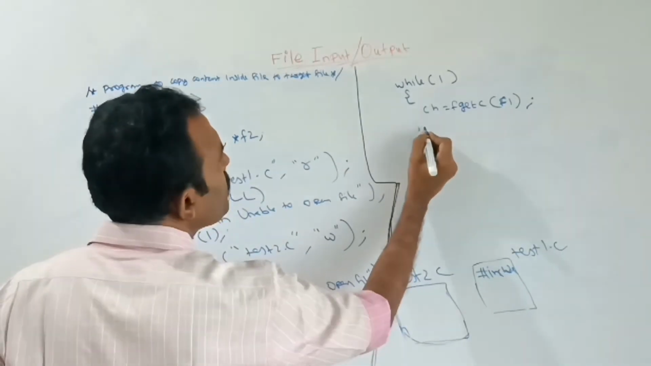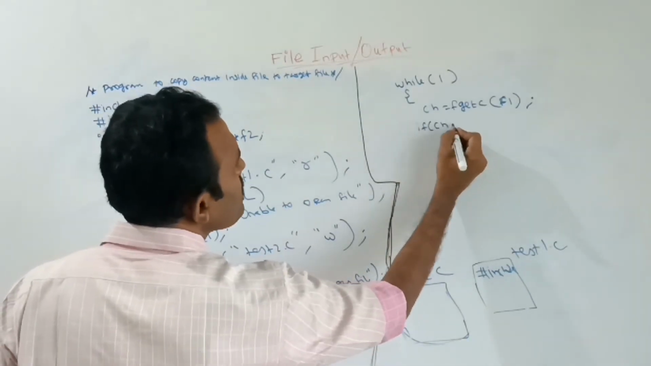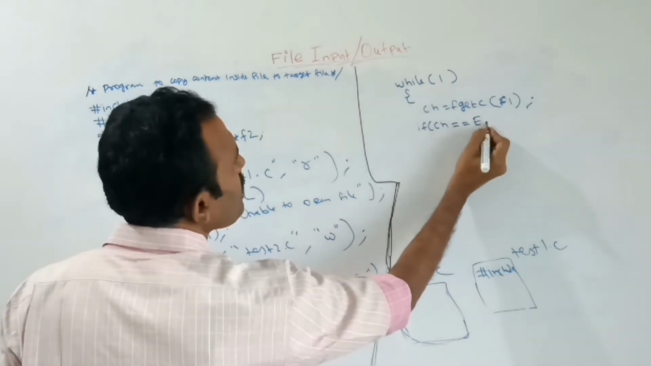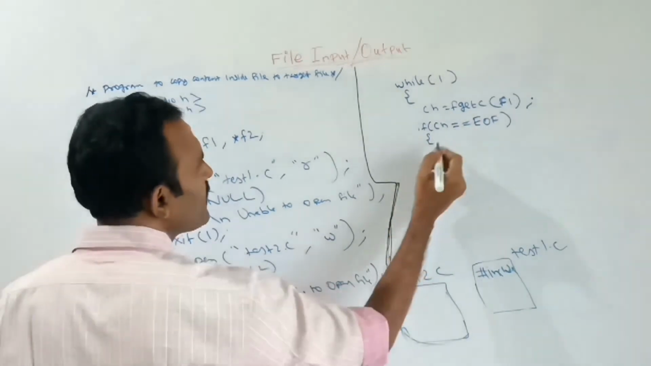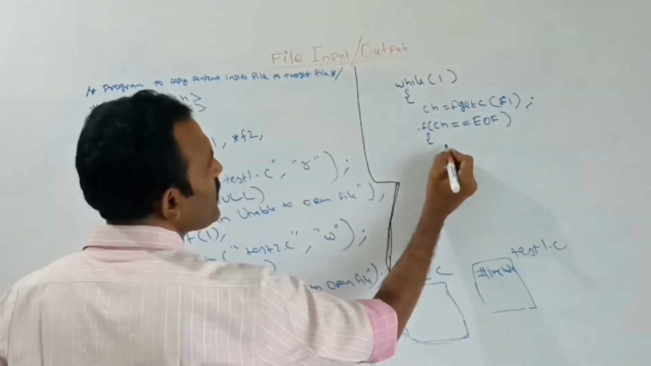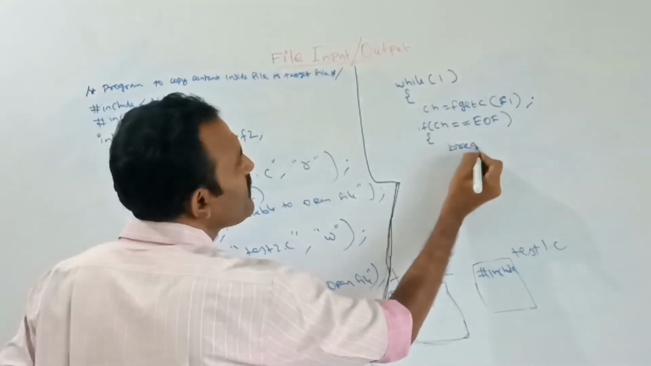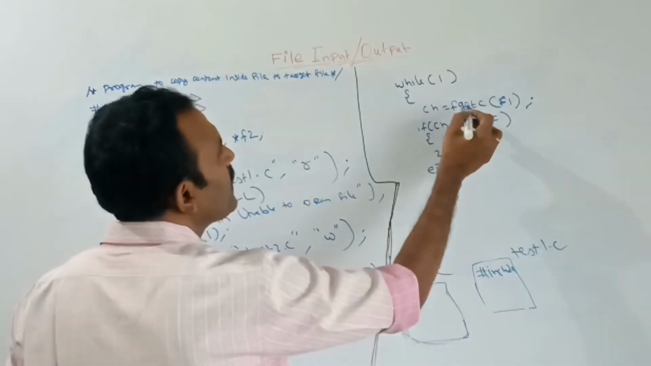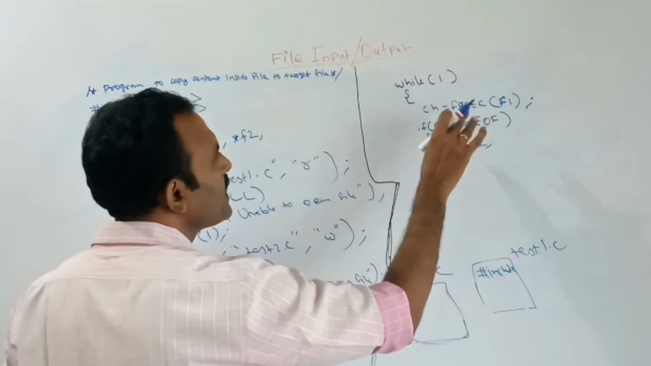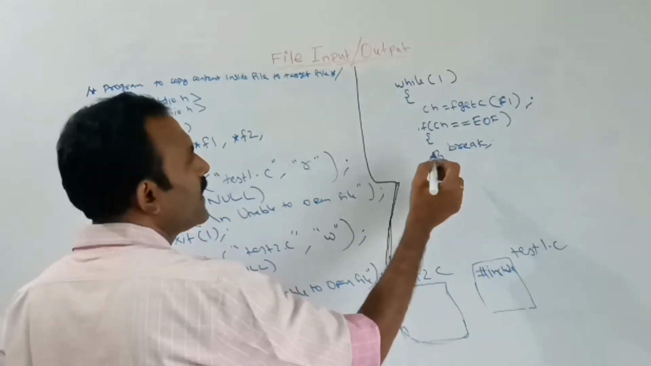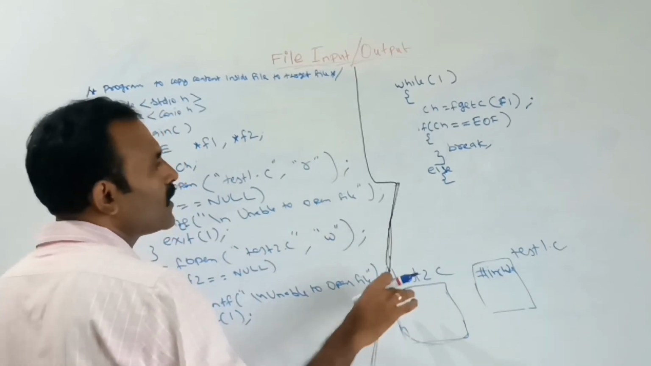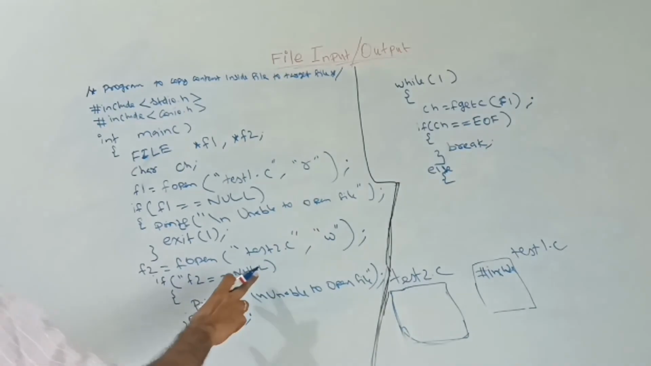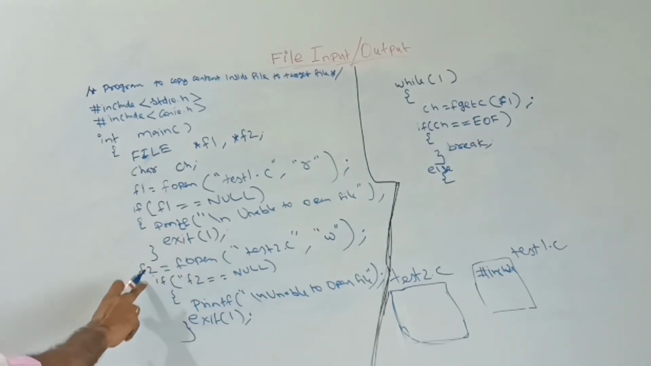Next you check if ch is equal to EOF, which means I should come outside. So here break, for coming outside of the loop you should use break. If ch is not equal to EOF, it means there is content. So I need to store that content to where? To test2.c, which I had fetched in the f2 pointer variable.